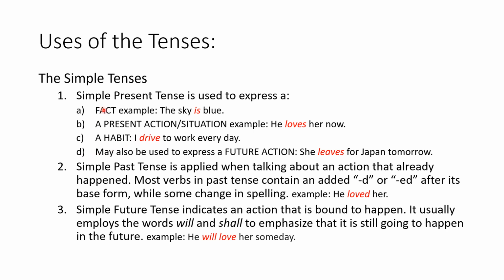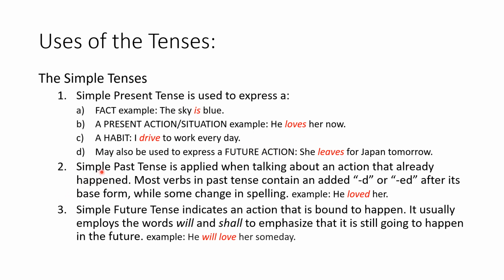Letter D. The simple present tense is also used to express a certain future action. For example, she leaves for Japan tomorrow. Now, this action is certain to happen in the future, so you may also use a simple present tense. This may be new to you, but this is actually a function of the simple present tense.